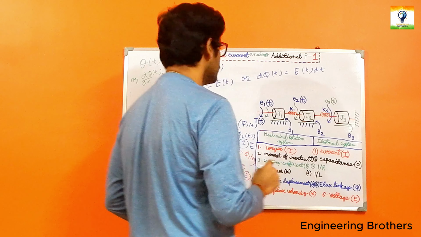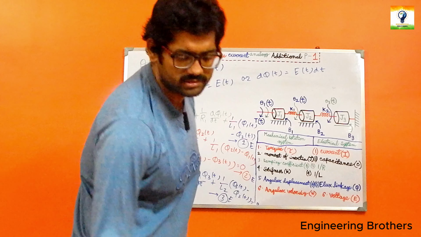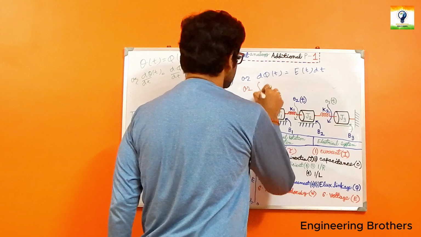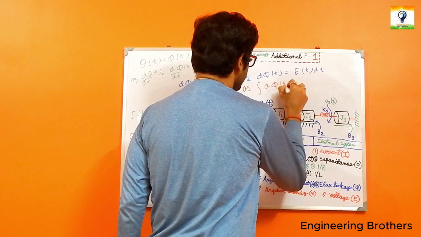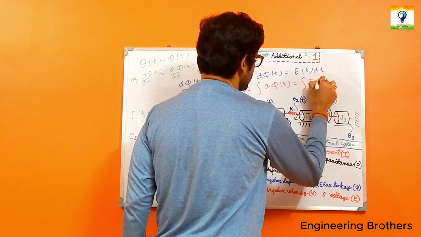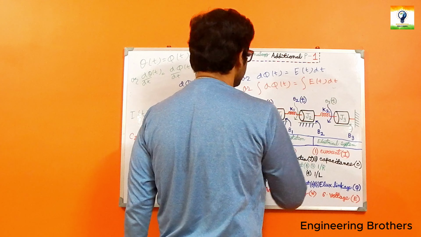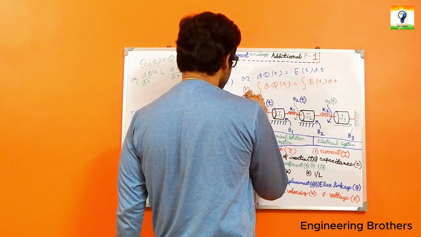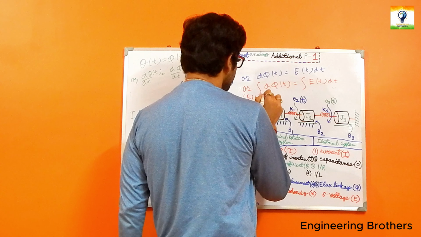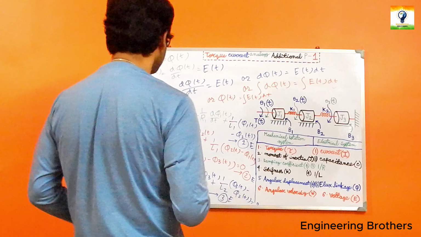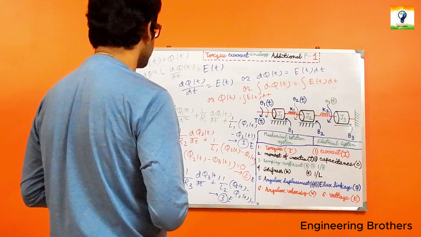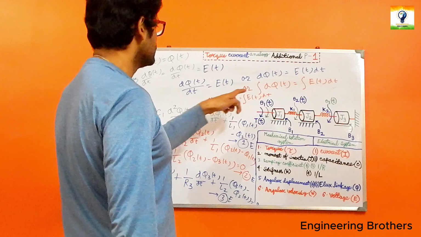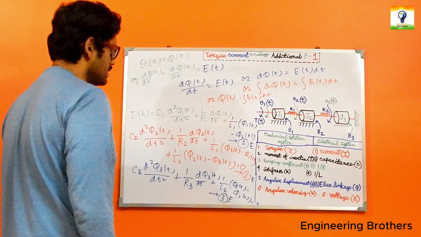Now we are going to take the integration on both sides. We have the integration of d phi(t), and the integration of e(t) dt. The integration of d phi(t) gives us the expression phi(t), which is the integration of e(t) dt. So these two relations are absolutely important here. The first relation is d phi/dt equal to e(t), and phi(t) is equal to the integration of e(t) dt.